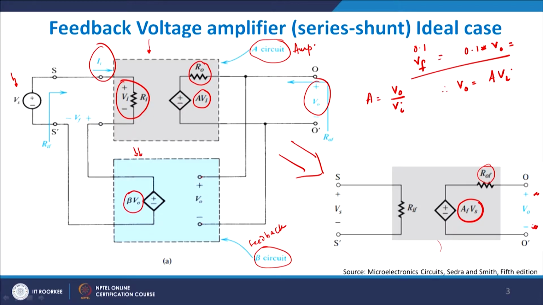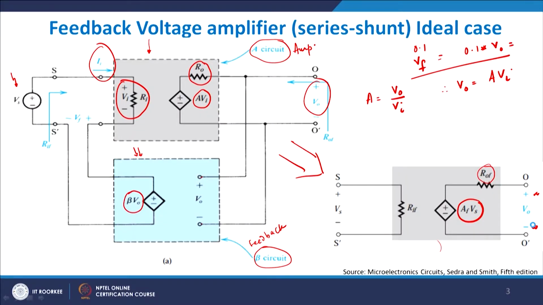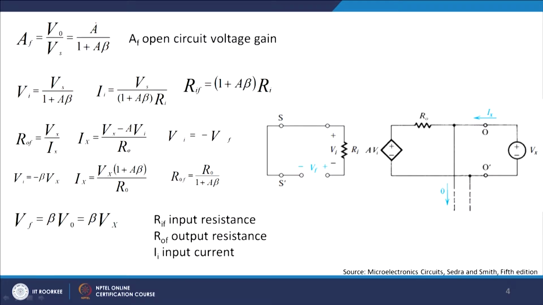So, with this basic idea, let me show you how I am calculating ROF and RIF. Now, we know that AF will be equal to V0 by Vs, right. AF means the amplifier gain with feedback. Effectively, I am looking at this voltage divided by this voltage, and that is what we are trying to find when we say AF. If you solve it, I get A upon 1 plus A beta, which we have already done earlier, and we saw that AF is therefore always less than A, and therefore there is a drop in the gain.